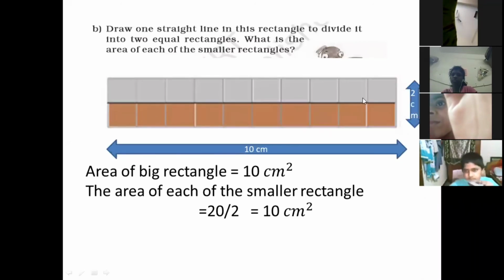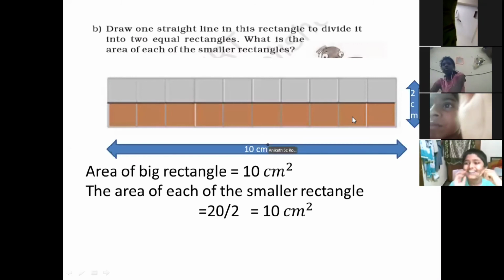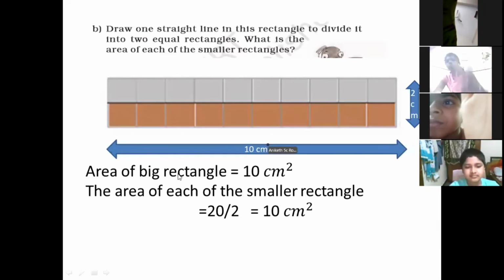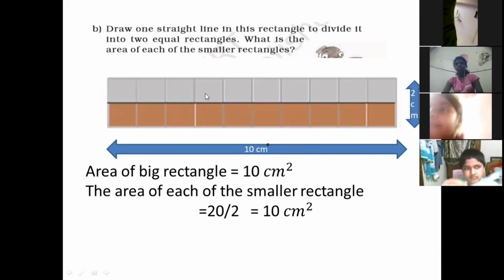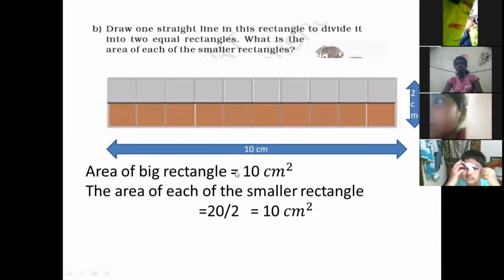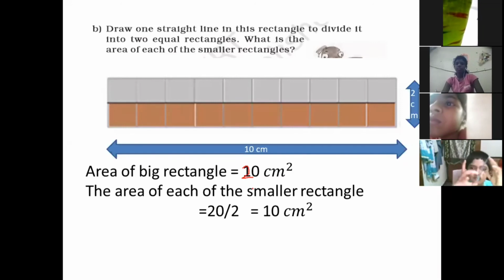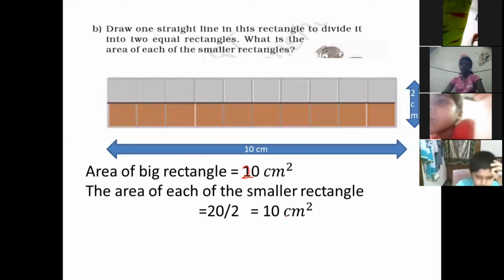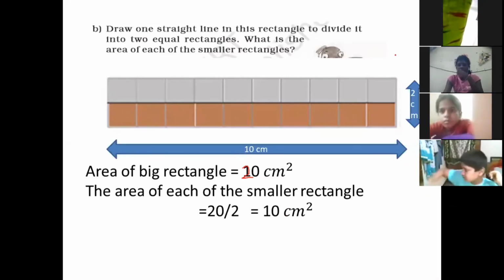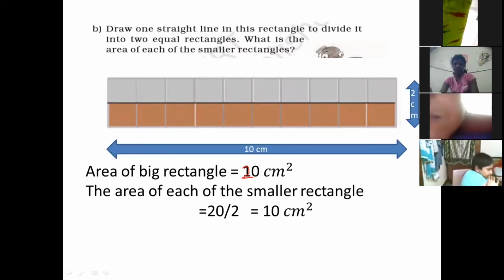See, like this also we can divide. So in two ways, both are correct only. So the area of the big rectangle is 20 square centimeters. So the smaller rectangle will become 20 by 2, which is nothing but 10 square centimeters. This is the smaller rectangle. This is the bigger rectangle. Is it clear to all of you?